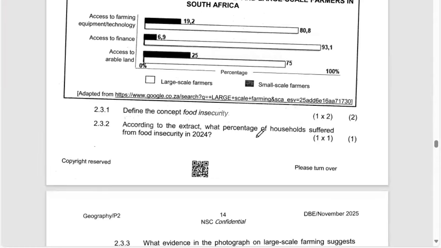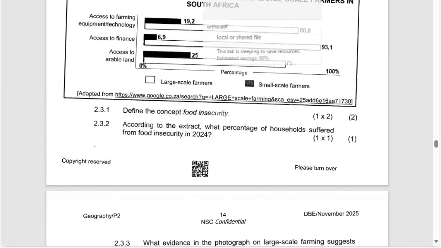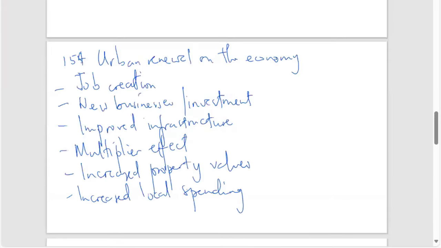Define the concept food insecurity. That is our first question, question 2.3.1. The question is on food insecurity. Can you please note the difference there between food security and food insecurity? Our question is insecurity. So it's the opposite of food security.